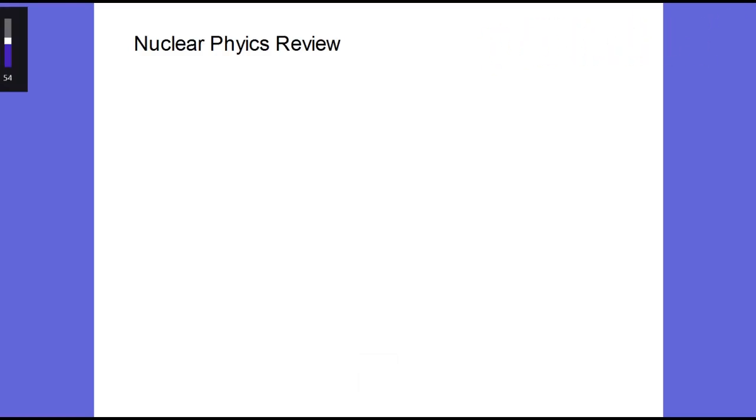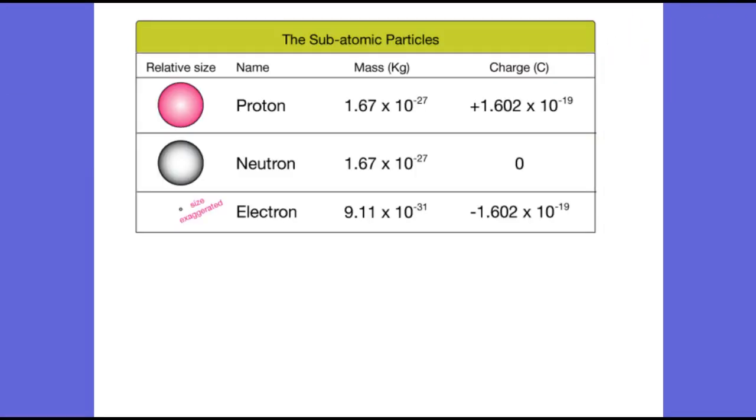Guys, this is the Nuclear Physics Review. You know already that there are three subatomic particles, the proton, the neutron, and the electron. These circles are to indicate how big they are relative to each other. The proton and neutron are very close to the same size. The electron is much smaller. It says size exaggerated, so relative to these two, that's even too big.